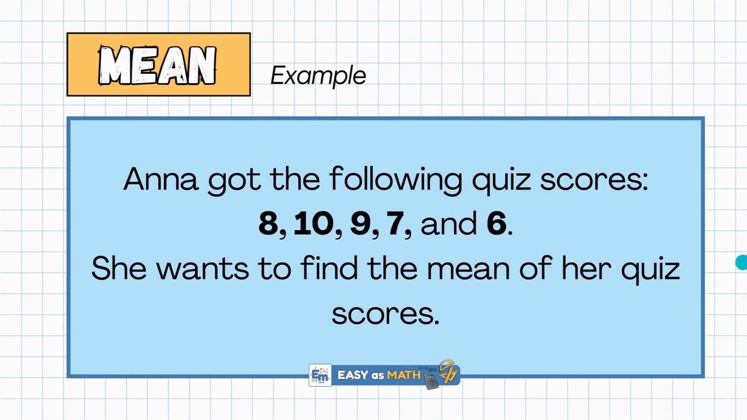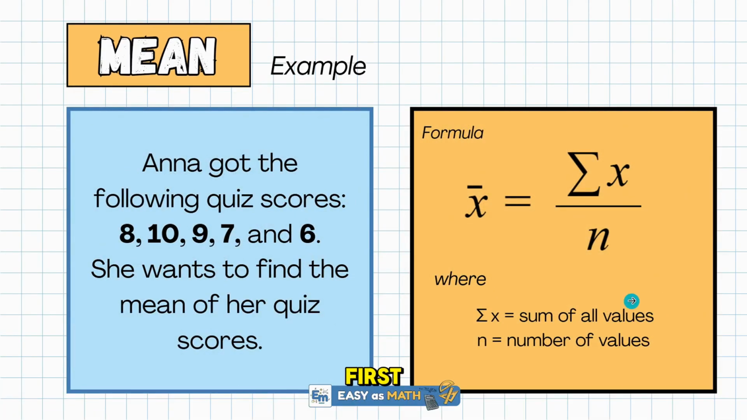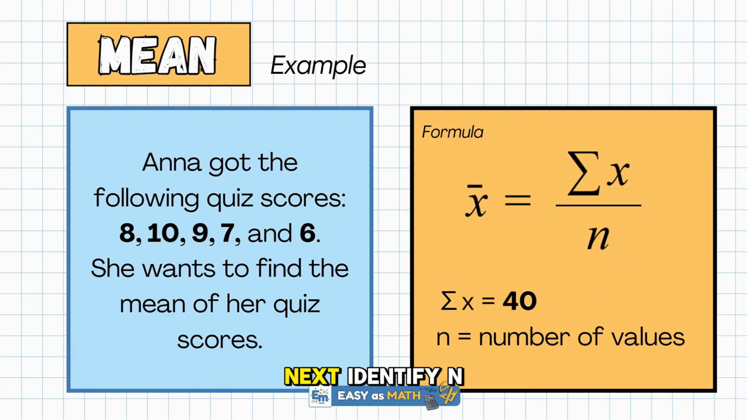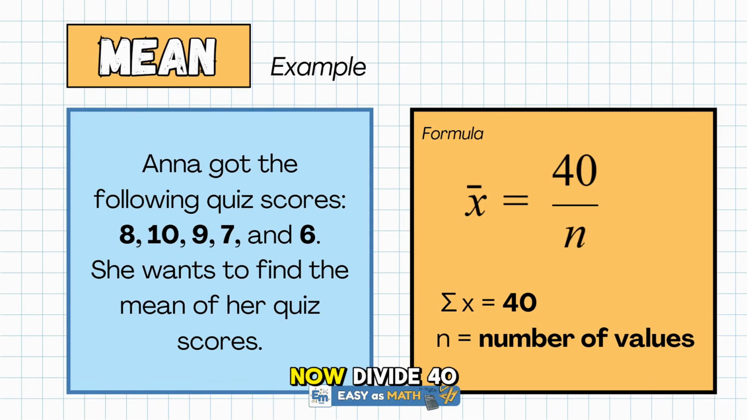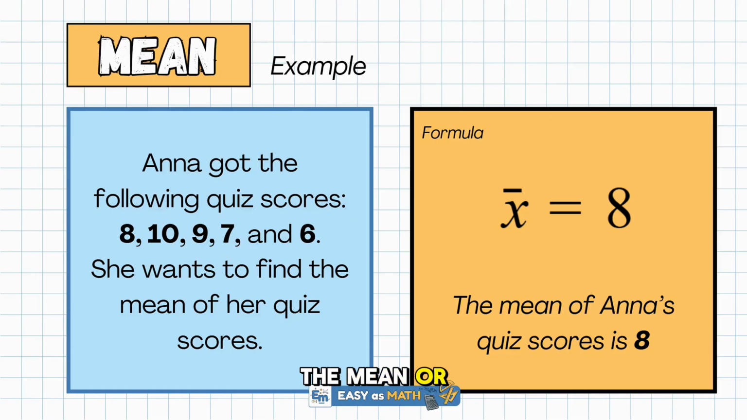Let's have an example. Anna got quiz scores of 8, 10, 9, 7, and 6. She wants to find the mean of her quiz scores. First, let us identify the sum of x, or the sum of all values. We have 8, 10, 9, 7, and 6. The sum of those is 40. Next, identify n, or the number of values. There are 5 values. Now divide 40 by 5. That is equal to 8. Meaning the mean, or the average, of Anna's quiz score is 8.